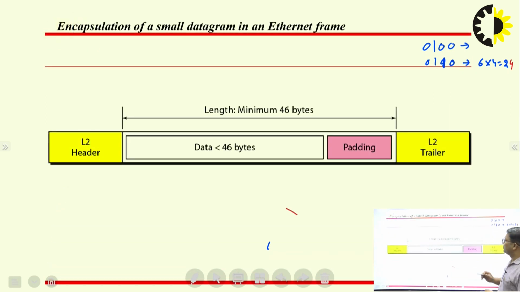Okay. So length is 46 bytes. Data should be at least 46 bytes with padding, and we are keeping padding. If the data is less than 46, then the padding is used to make the data 46 bytes. Many questions have arisen as to why this 46?